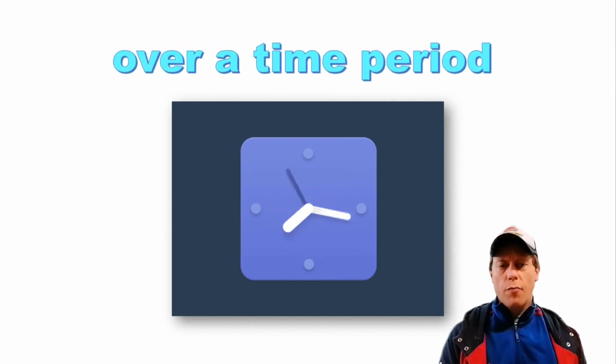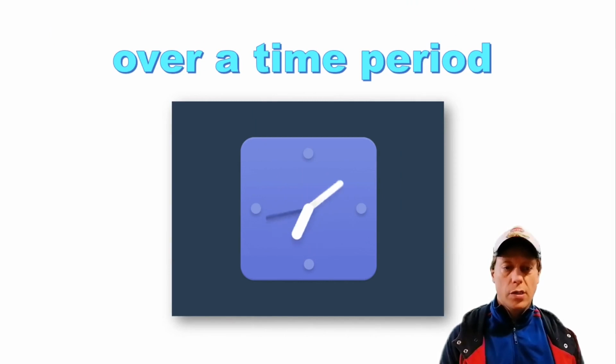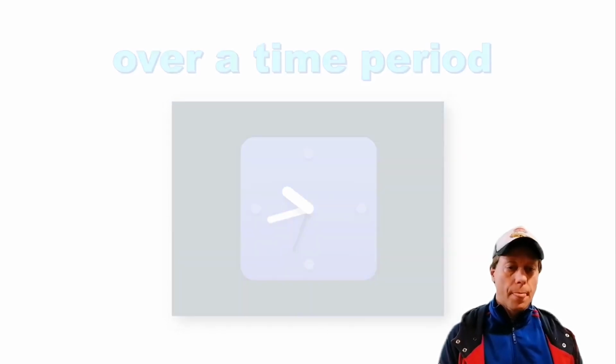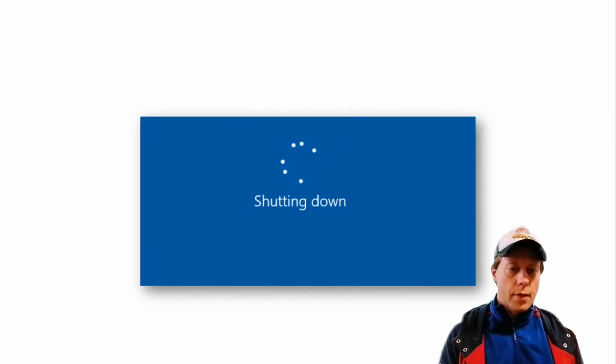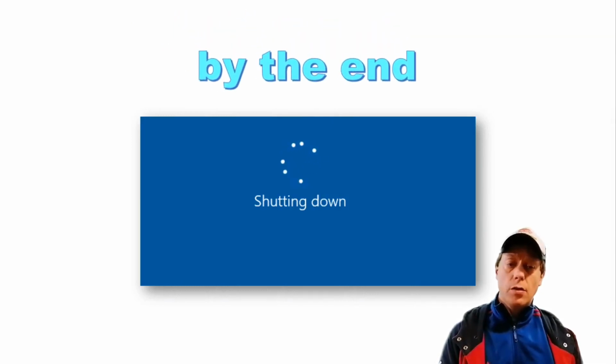So it happens over a time period. We don't just learn something in a moment. We learn something over a time period. Watching this video, for example, might be 20 minutes or so. So that's a time period. We're going to talk about the end of the time period as well, when you shut down your computer, or when you log out, or when you close the program or YouTube or whatever you're watching.